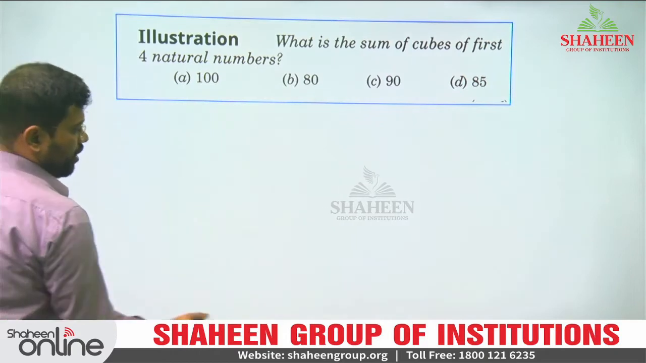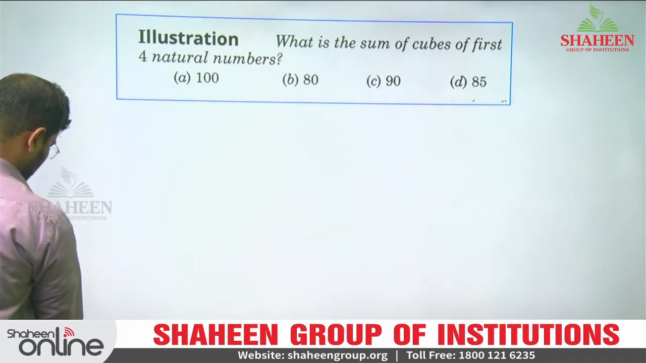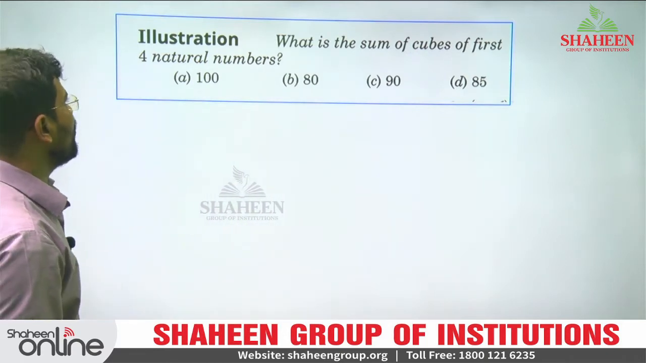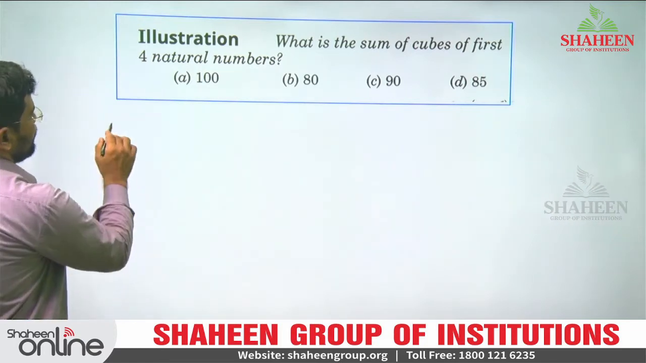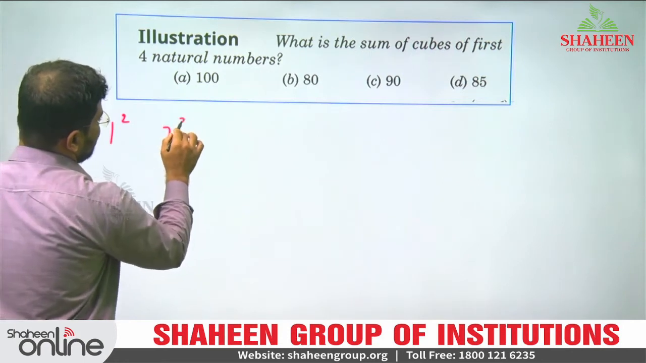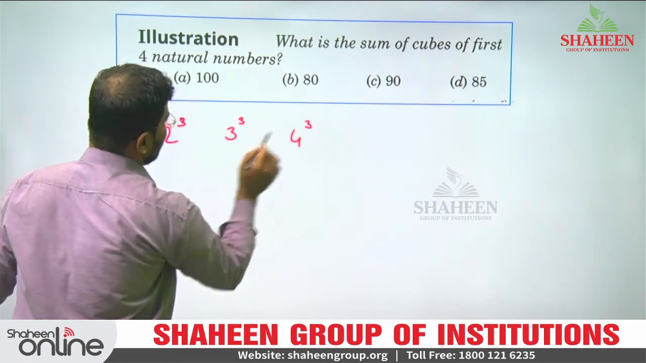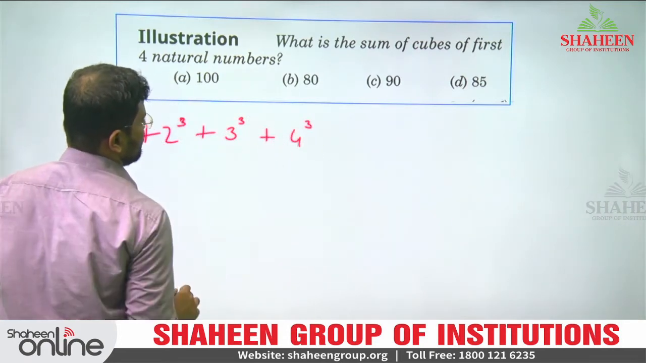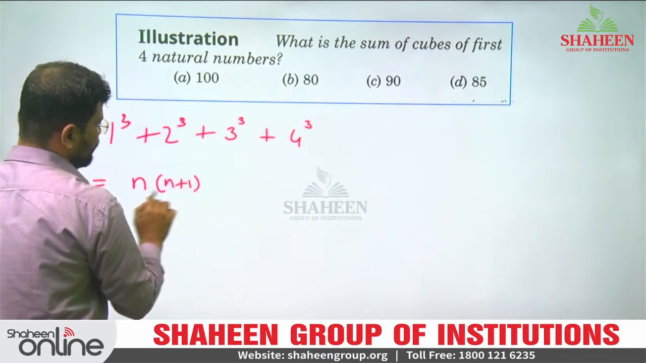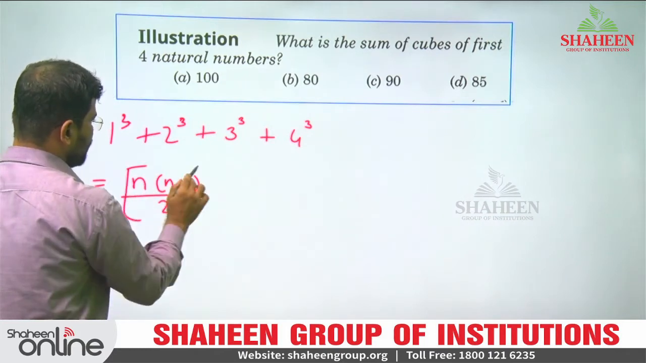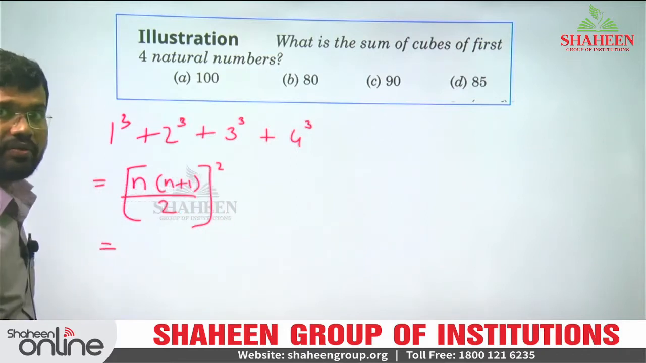Next, we'll continue. Now we will look at another one. What is the sum of cubes of the first 4 natural numbers? 1 cube, 2 cube, 3 cube and 4 cube. We know the formula is n into n plus 1 divided by 2, whole square.